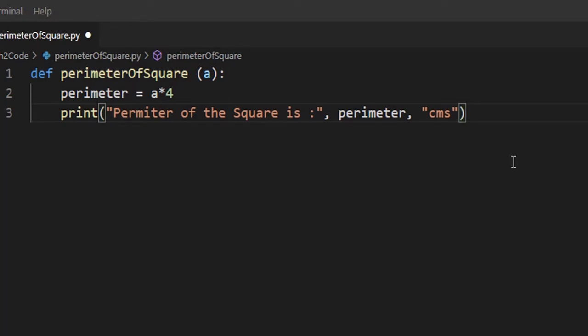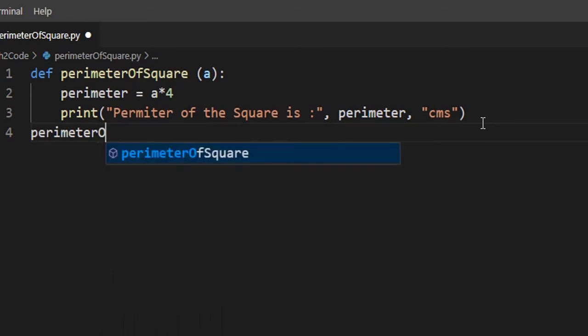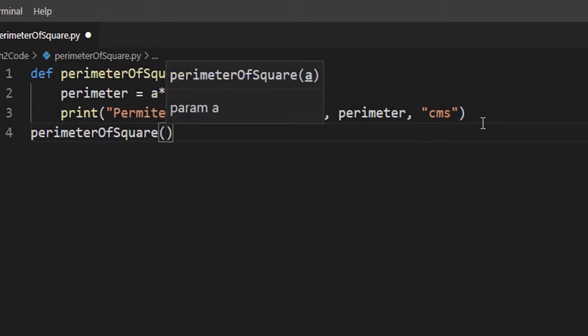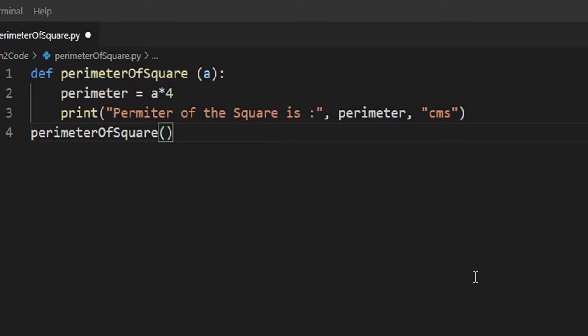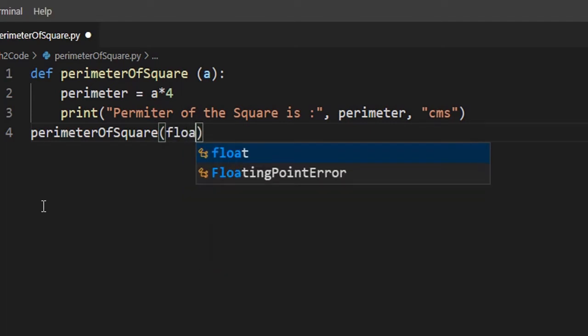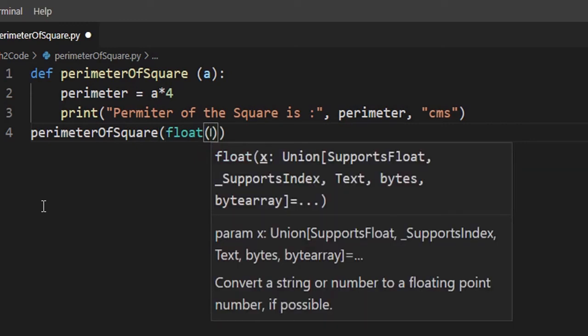Now let's call the function. Perimeter of square. This is how you call a function. And now we need to pass the A value, which is coming from the keyboard. So float input.